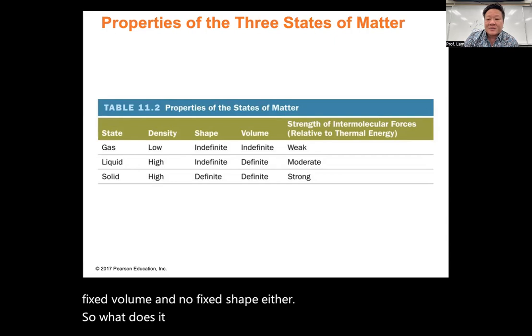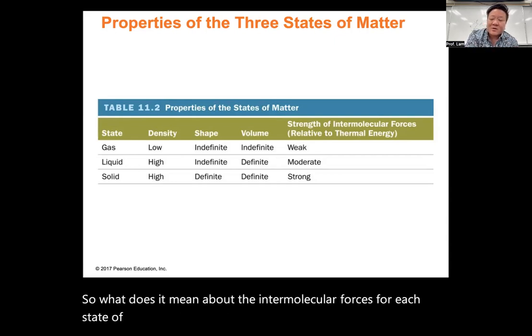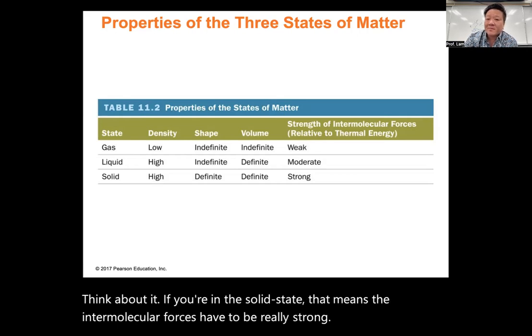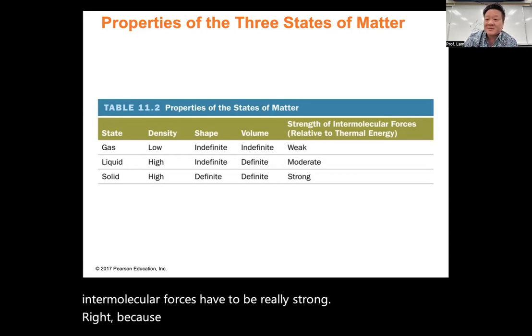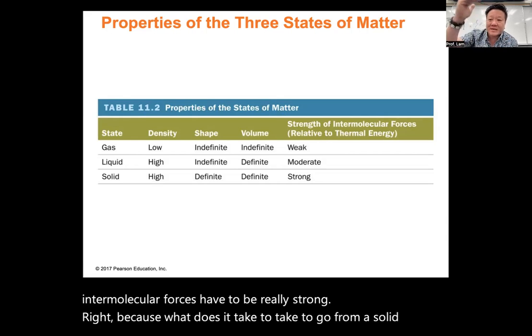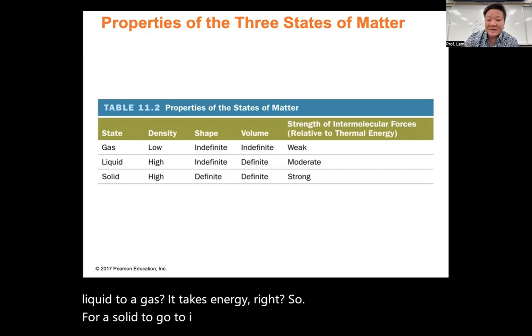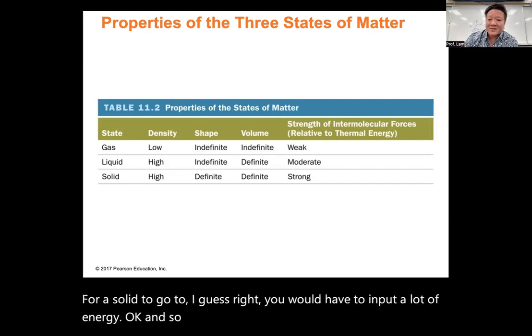So what does it mean about the intermolecular forces for each state of matter? Well, think about it. If you're in the solid state, that means the intermolecular forces have to be really strong, right? Because what does it take to go from a solid to a liquid to a gas? It takes energy. For a solid to go to a gas, you would have to input a lot of energy, okay? And so therefore, a solid must have really strong IMFs.